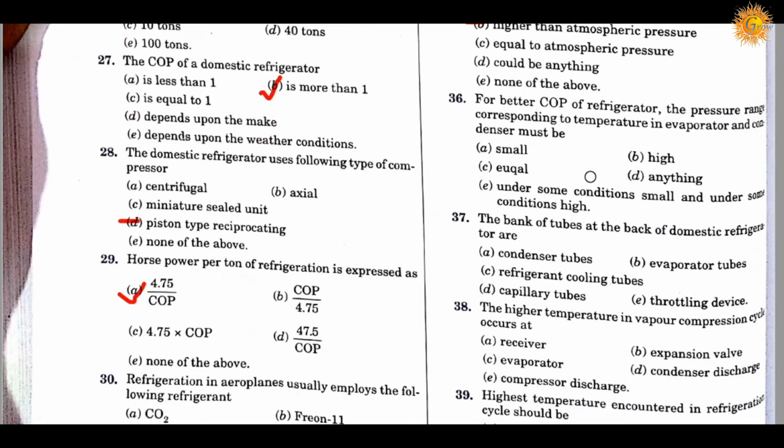Question 36. For better COP of a refrigerator, the pressure range corresponding to temperature in the evaporator and condenser must be, option A, small, option B, higher, option C, equal, option D, anything, option E, under some conditions small and under some conditions high. So the correct answer is A, small.